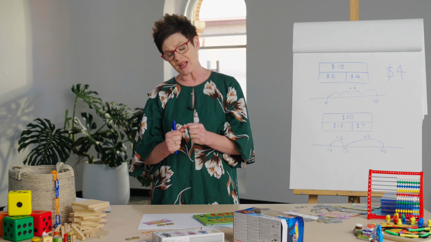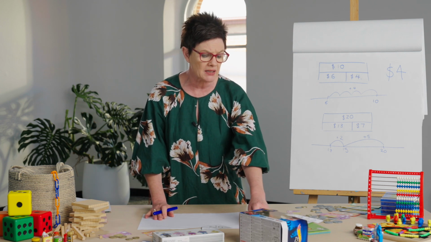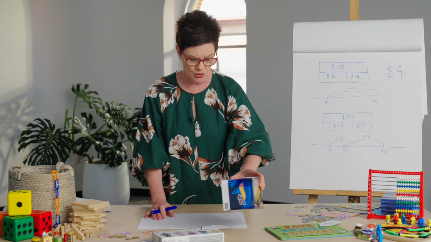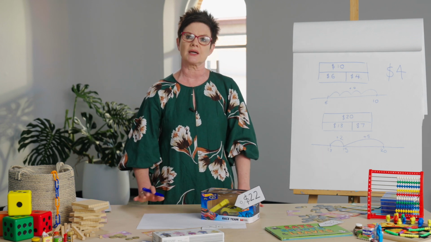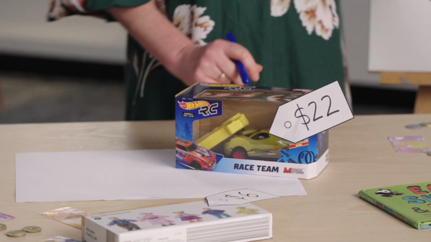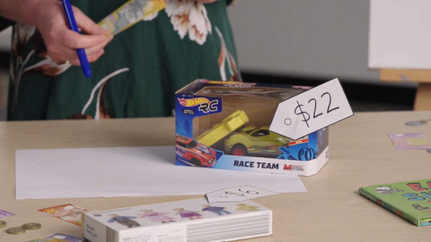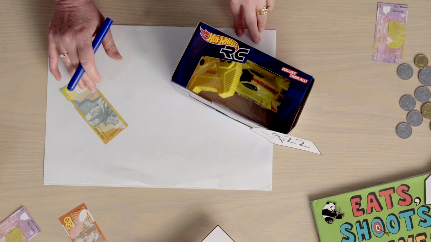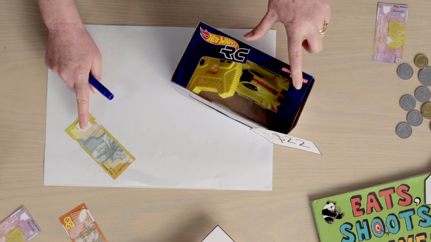Let's try one more, because I think there'll be a few of you who are very keen to buy this remote control car. $22. Okay, so I've gone to the shops. I want to buy this and I only have a $50 note. So I'm going to give the shopkeeper $50, but what change should I be expecting? What change do I need? What's the difference between these two values?